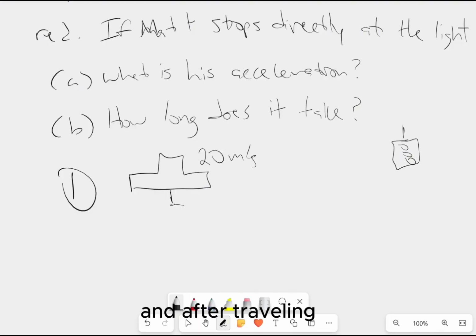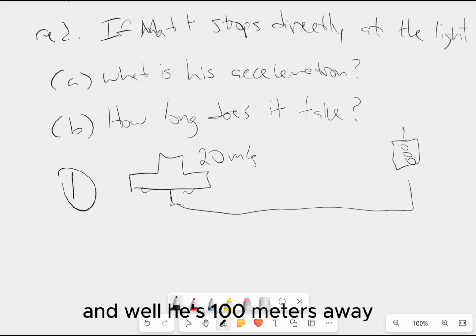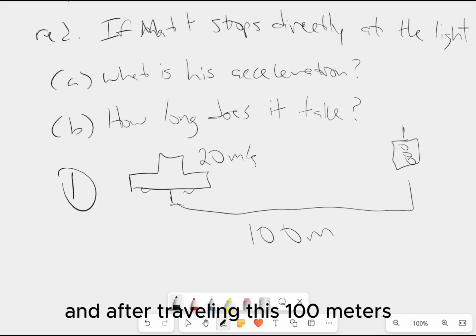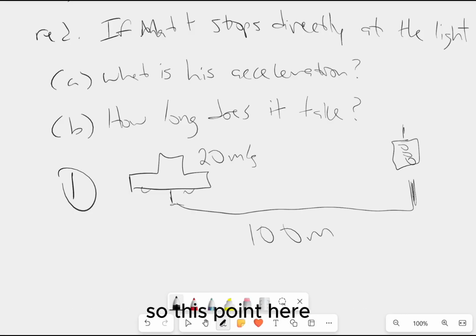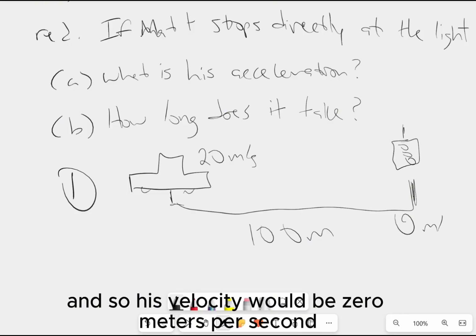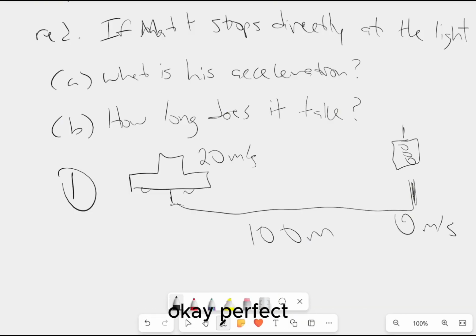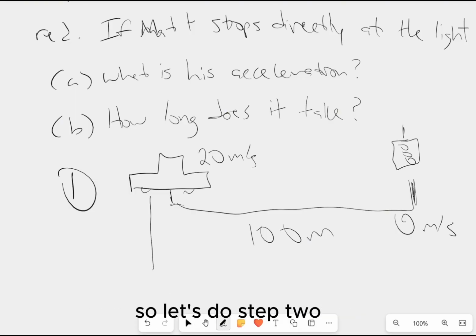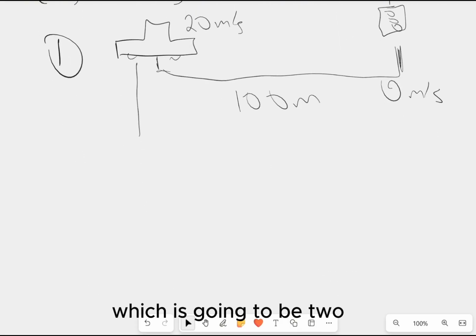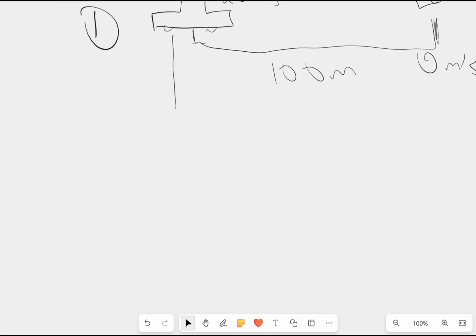And after traveling, well, he's 100 meters away, and after traveling this 100 meters, we know that he comes to a stop directly at the light, so this point here, and so his velocity would be 0 meters per second. Okay, perfect. So we drew our picture. I have a visualization of what happened here, so let's do step 2, which is going to be to organize our knowns and unknowns.